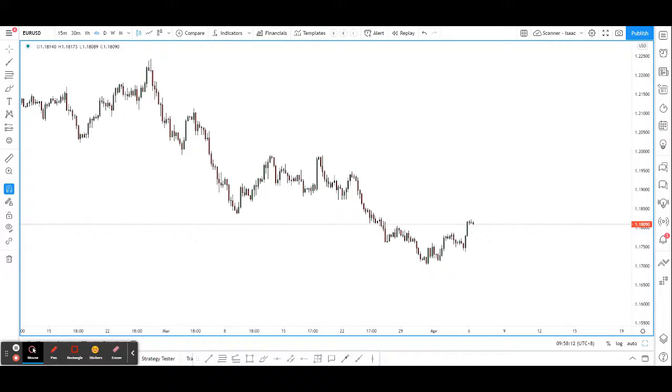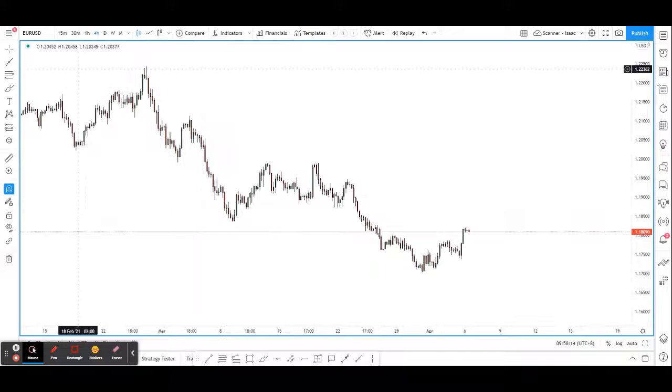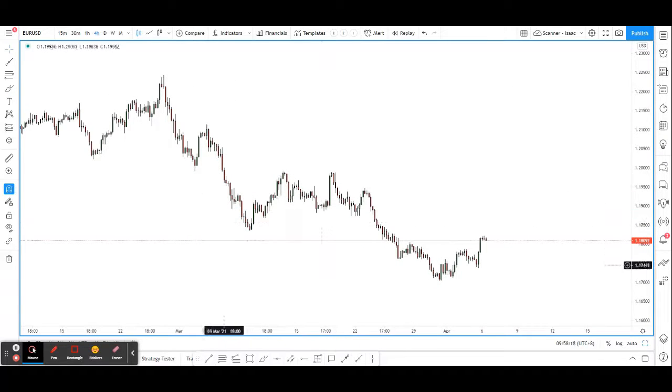For today's trade of the day, we'll be looking at the euro dollar. What I have here is euro dollar on the 4 hours, and I just want to show you guys that I believe the trend would have changed.